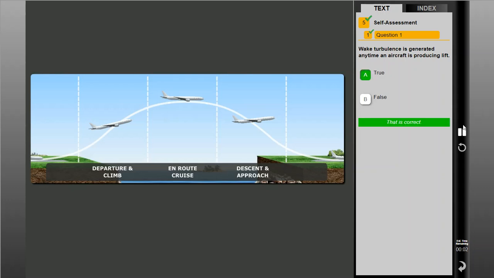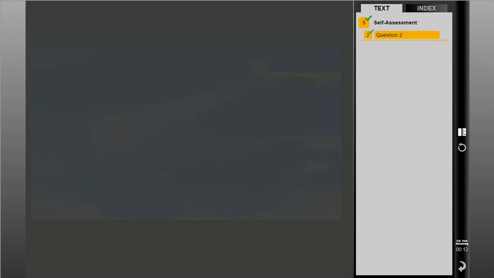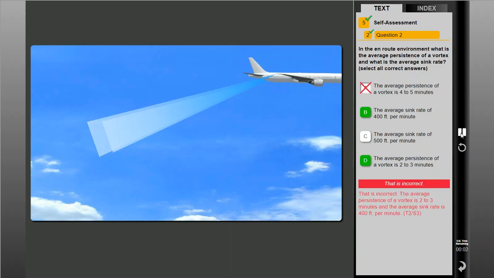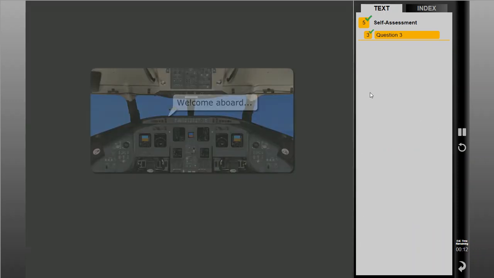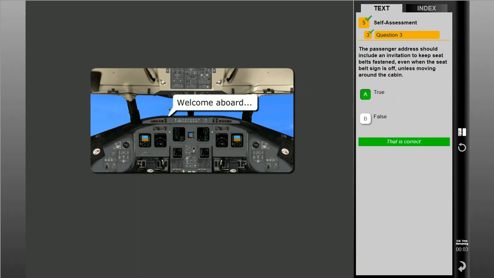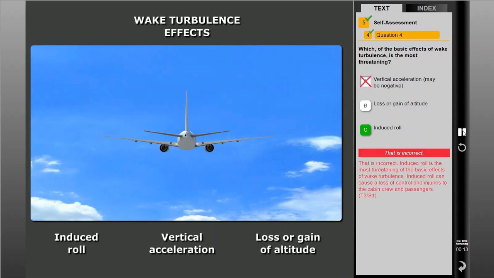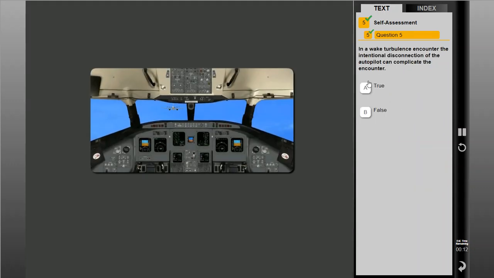That is correct. That is incorrect. That is correct. That is incorrect. That is correct.